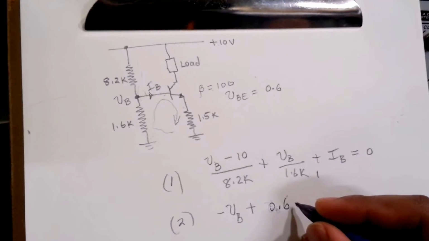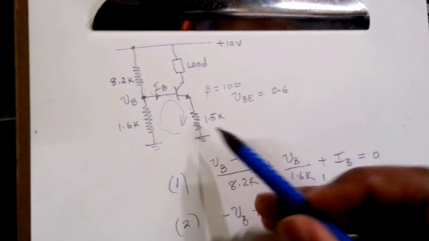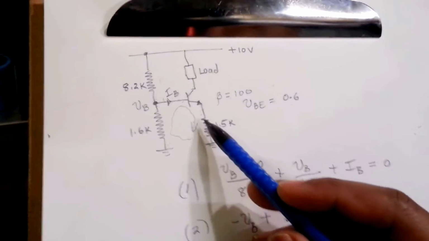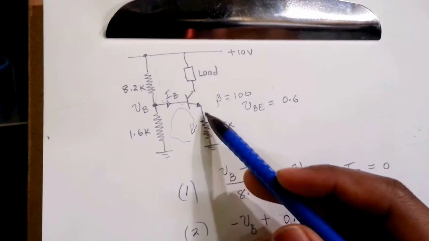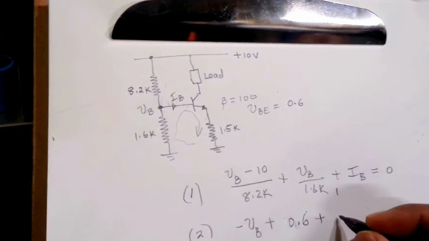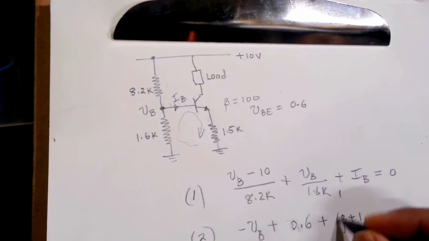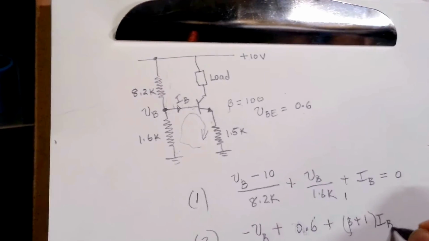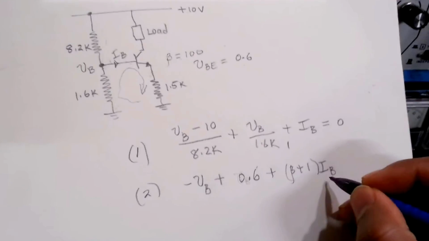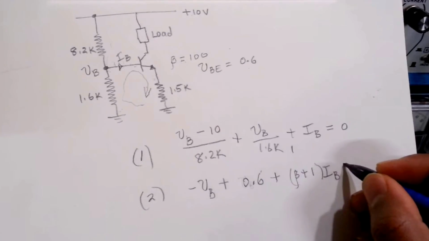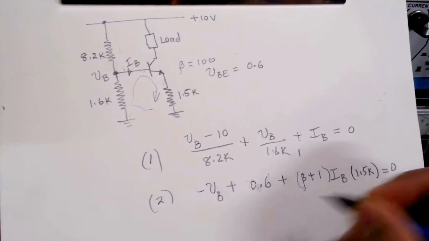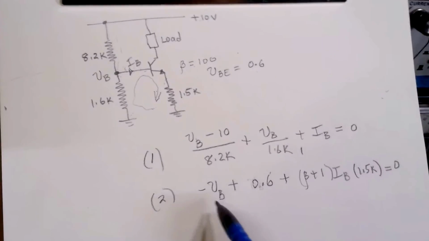So 0.6 volts plus the current flowing here multiplied by the 1.5k resistor gives us the drop across the emitter, VE, the emitter voltage. That is (beta plus 1) multiplied by IB, because the relationship between emitter current and base current is beta plus 1. So (beta plus 1) IB multiplied by 1.5k equals 0.